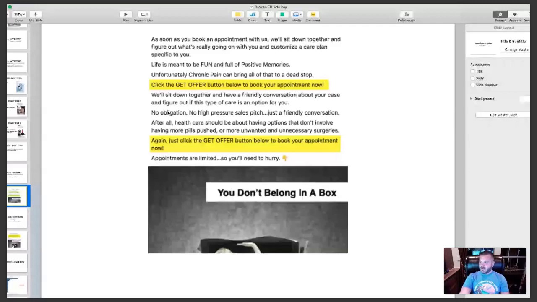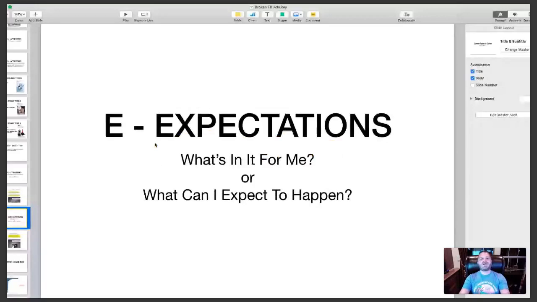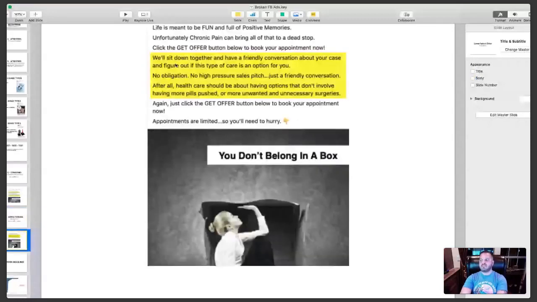So C is command. Always command the action that you want your target audience to take. E is you want to set expectations in your ad. So, what's in it for me, or what can I expect to happen if I take action and schedule an appointment with you? For example, here are some expectations that I'm setting in this ad. We'll sit down together and have a friendly conversation about your case and figure out if this type of care is an option for you. No obligation, no high pressure sales pitch, just a friendly conversation.